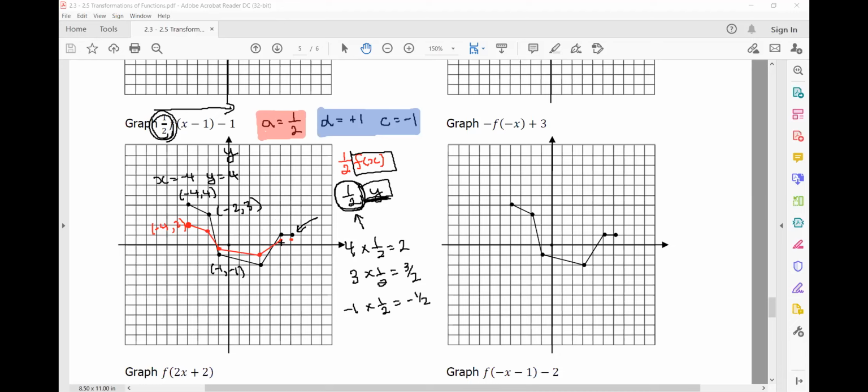And you know you're doing it right because take a look at the red versus the black. The red looks like I took some kind of anvil on the top and bottom and I crunched them together. It's smushed towards the x-axis. It is a vertical compression.